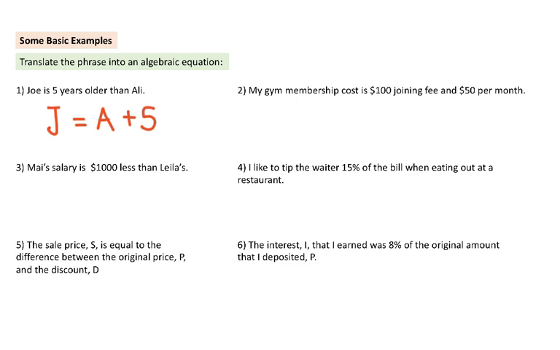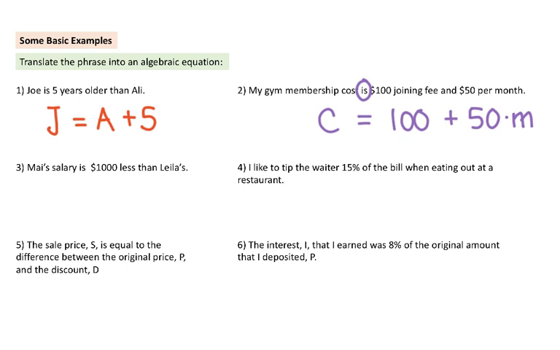My gym membership cost is the equal sign. So the cost is $100 joining fee and, which is usually plus, $50 per month. So $100 joining fee, it's like a one-time fee, and $50 per month. So it's $50 every month, so you're going to times the number of months. Okay, let's look at another one.